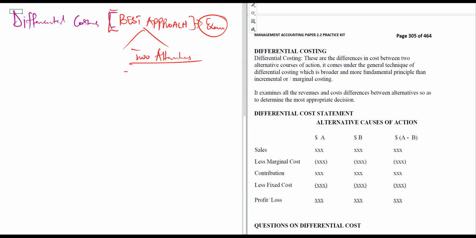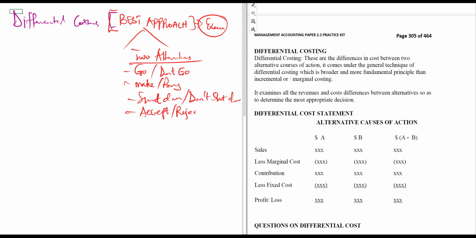Like, for example, go, don't go, right? Make, buy, shut down, don't shut down. Do you get it? Accept, reject. Do you get it? These are the common types of decisions that you get. Either you are doing something or not doing it, and you are going to assess the two.